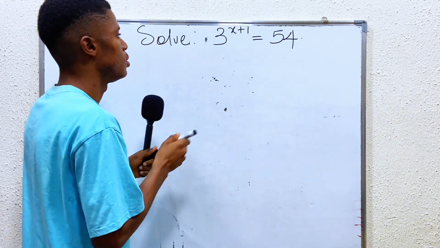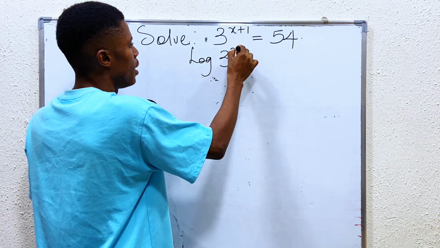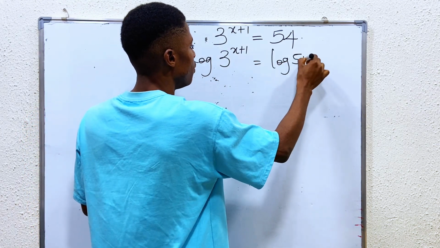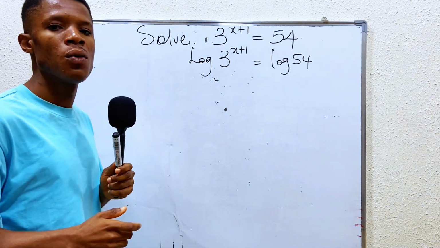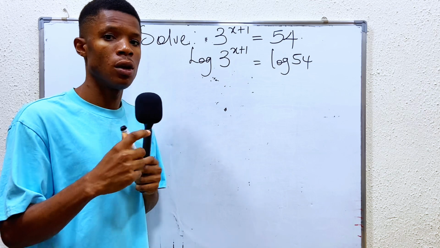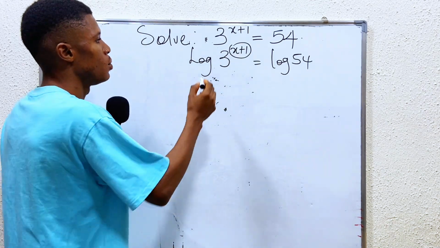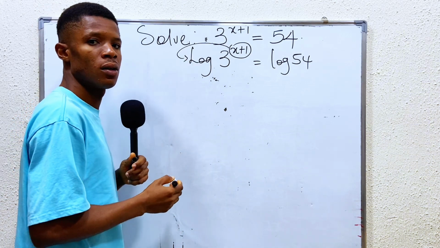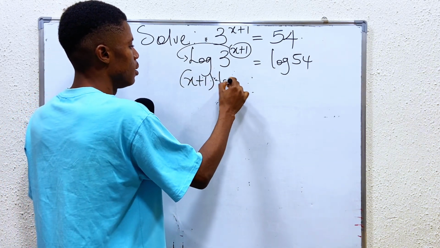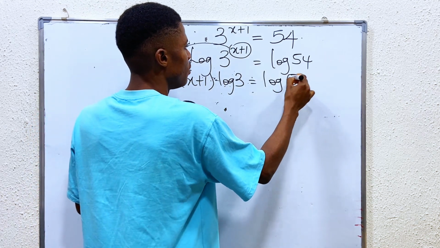So all we need to do is to take the log of both sides. So if you take the log of 3 power x plus 1, you also have to take the log of 54. The reason why we took the log is that logarithm allows us to multiply the power to the log. So since we have x plus 1, we are free to multiply it to the log. And that's x plus 1 multiply log 3, and that's equals to log 54.